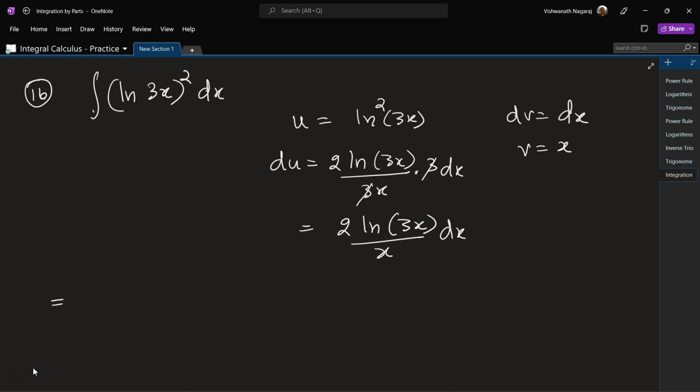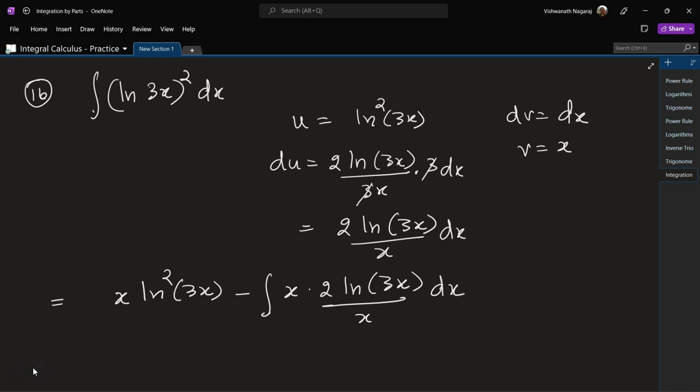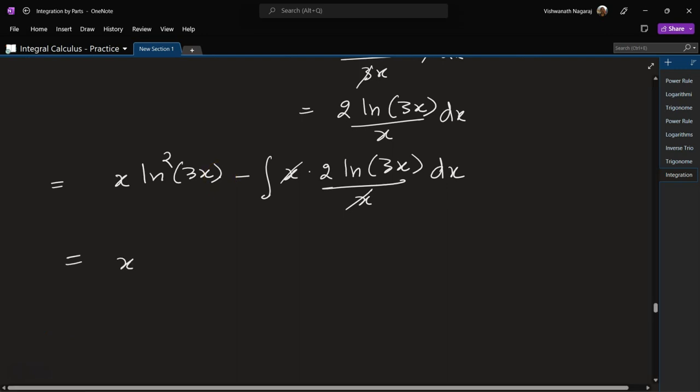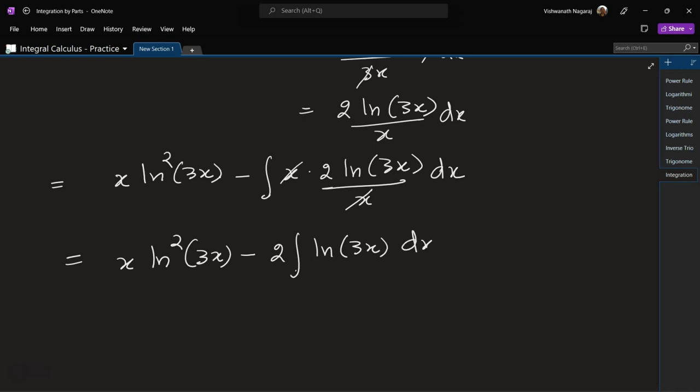We have all the parts in place, so let's integrate them. So what do we get? uv, so x natural log square of 3x minus integral of v du. So that is 2 times 2 natural log of 3x by x dx. x and x cancel, and we can take that 2 out. Natural log square of 3x minus 2 integral of natural log of 3x dx.